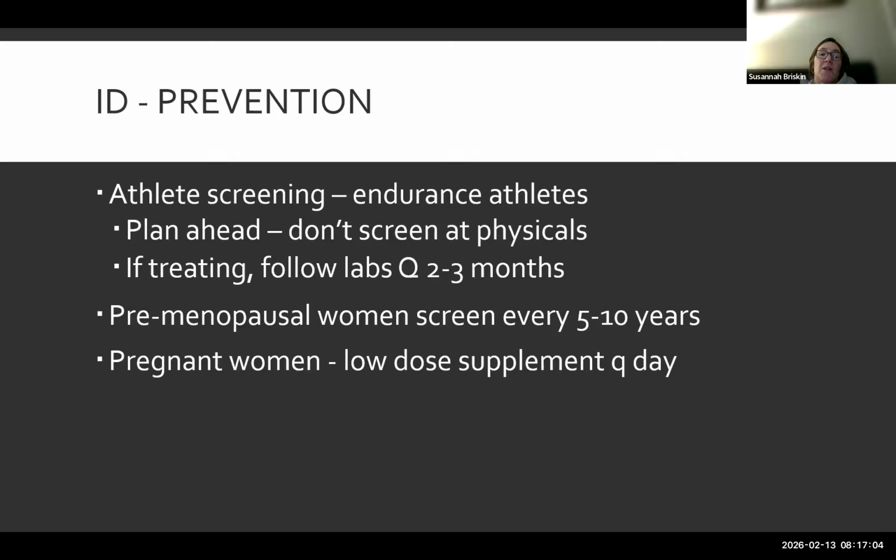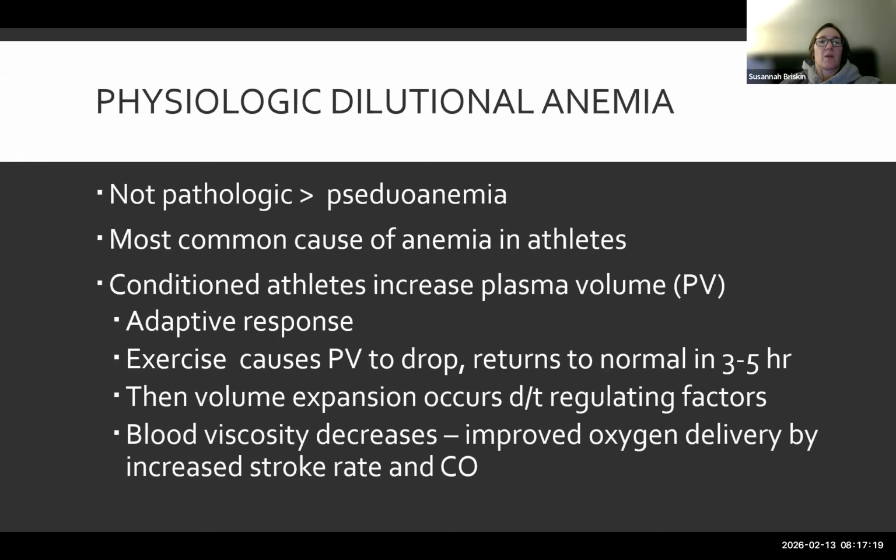Premenopausal women should get screened. They say every 5 to 10 years. I would say every 5 at a minimum. And then just make sure pregnant women should be supplemented daily. And then postmenopausal is not as important to screen unless you're a high performance athlete. All right, so that's everything with iron.